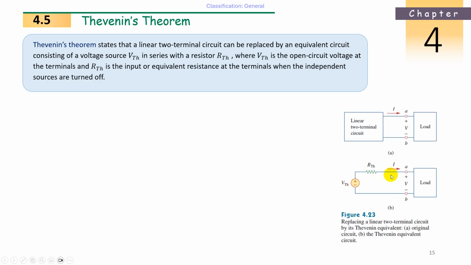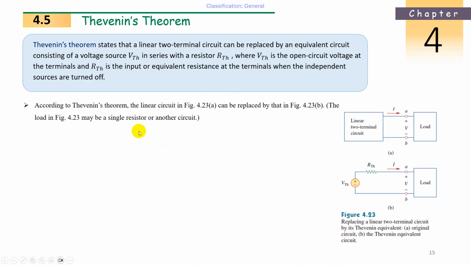Once you get these two, we can easily find all the changes in the current and the voltage. The analysis we can do in a short time. So what are the steps? According to Thevenin's theorem, the linear circuit in figure A is replaced by B. Means this linear circuit can be replaced with a Thevenin's voltage source and a resistance in series. The circuit to the left of the terminal is known as the Thevenin's equivalent circuit.